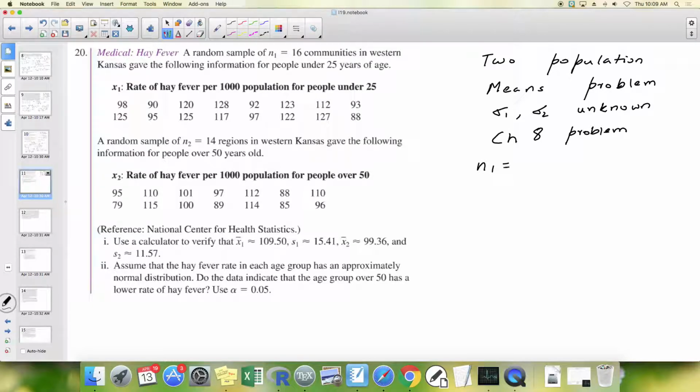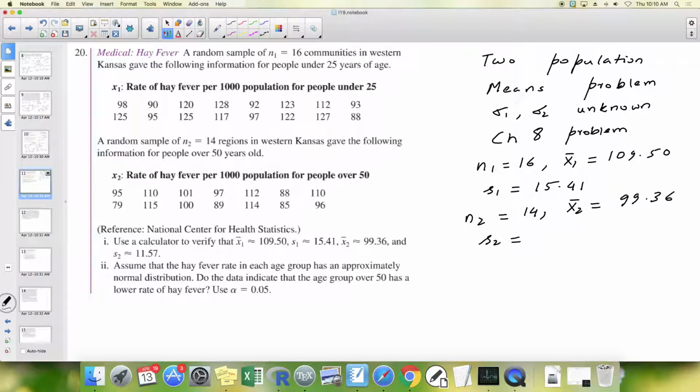Here n1 is 16, x1 bar is 109.50, and s1 equals 15.41, n2 is 14, x2 bar is 99.36, and s2 equals 11.57.